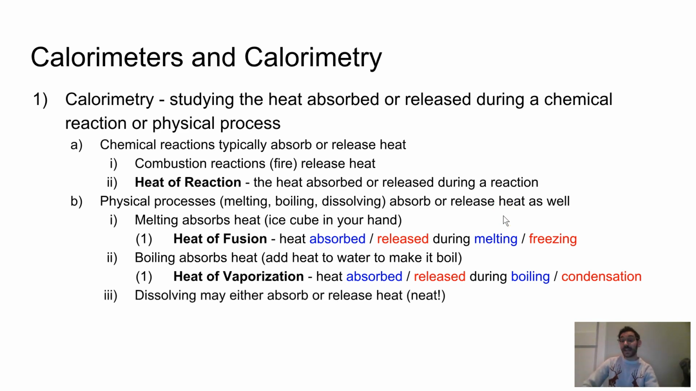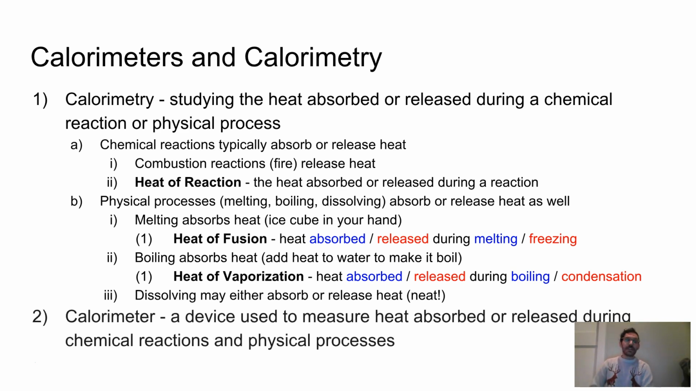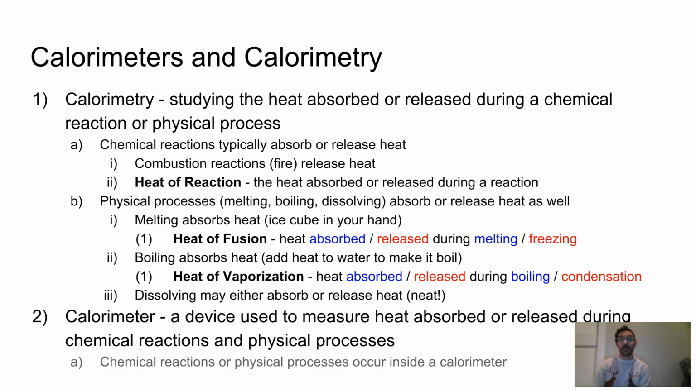Dissolving may either absorb or release heat. We're going to actually study that in the laboratory. A calorimeter is a device that somebody performing calorimetry would use. A calorimeter is a device that you use to measure the heat that's absorbed or released during chemical reactions and physical processes. So a calorimeter is the device used in calorimetry.